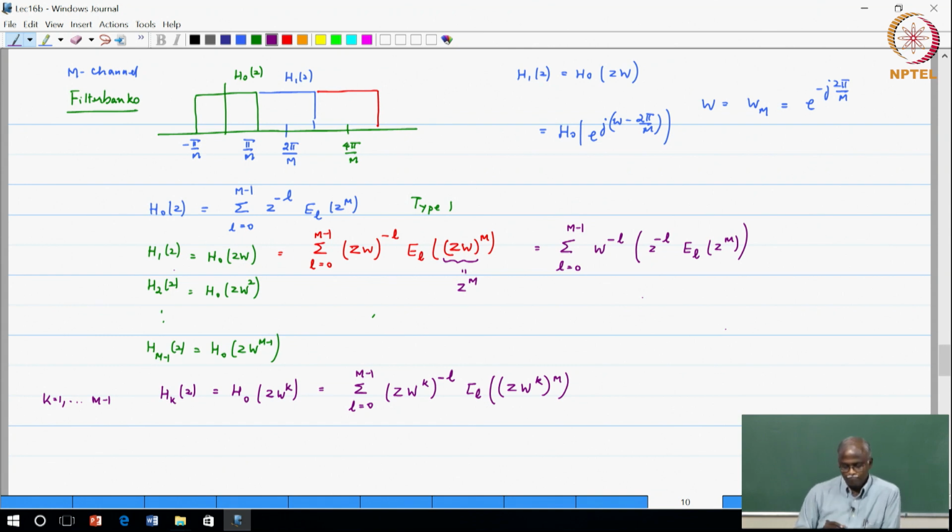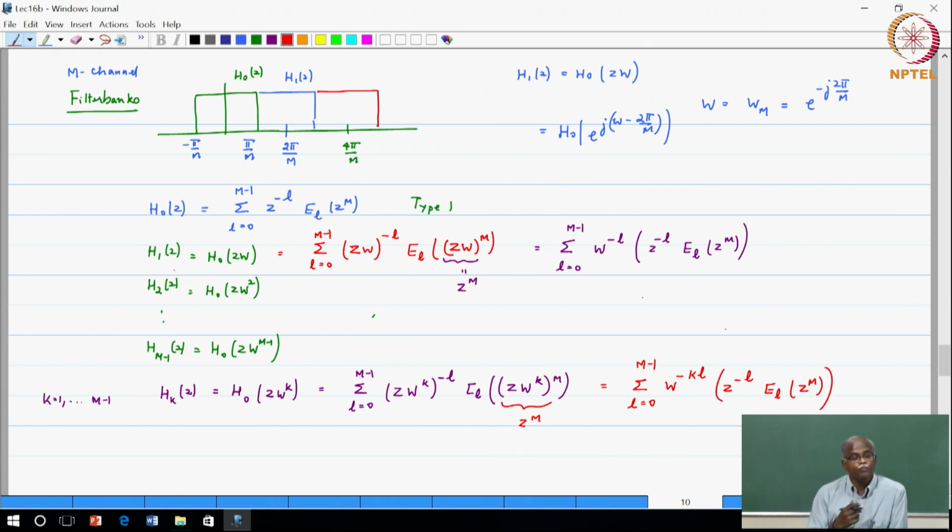Okay. Now, looking at what is within the bracket, (W^k) raised to the power M is also equal to 1. So, this is nothing but Z power M. So, we can now write this in the following way: summation L is equal to 0 to M minus 1 of W power minus kL, Z power minus L, E_L of Z power M.